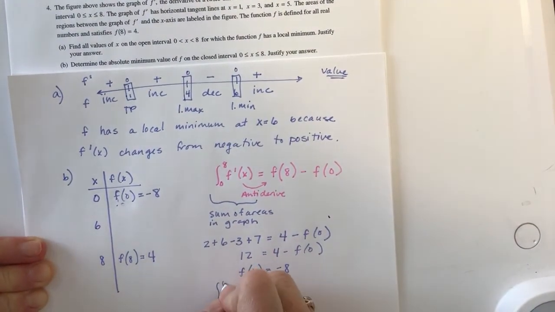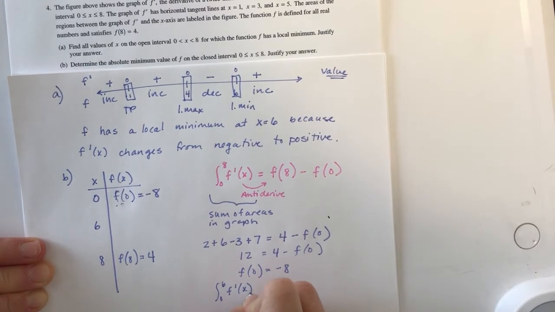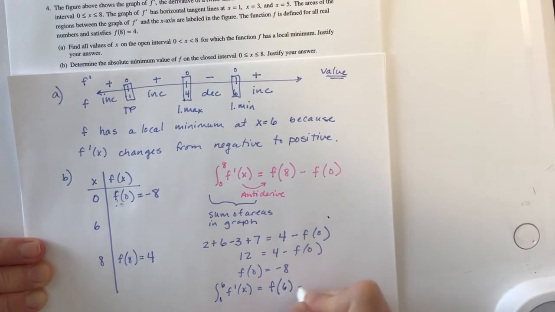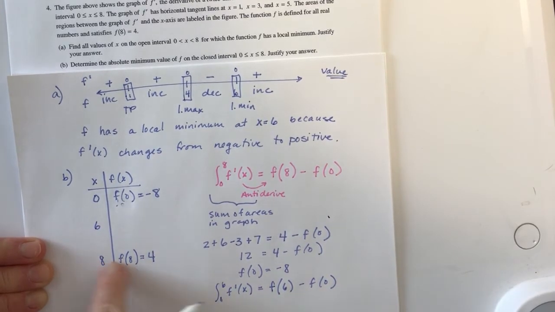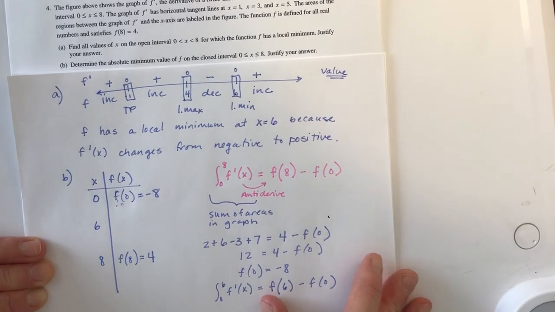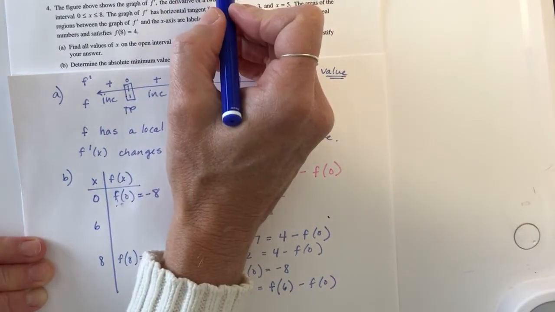Okay, 0 to 6, f prime of x is equal to f of 6 minus f of 0. Now we already know f of 0, and now we're looking for f of 6. You could have done it from 6 to 8 as well. It doesn't matter. Okay, and so again, this is the area under the curve up to 6.